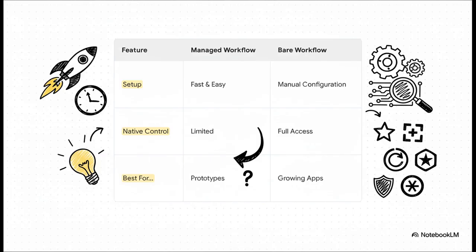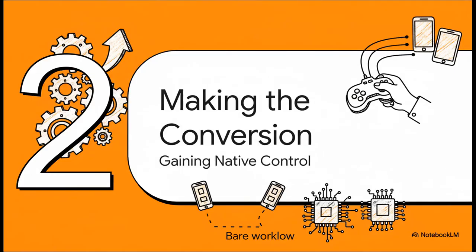So when you put them side by side like this, the trade-off becomes super clear. The managed workflow is awesome for getting started fast, perfect for prototypes. But the second you need that full native control, like we do for our custom icons, the bare workflow becomes absolutely essential. It's really the only path forward for a serious growing app. Okay, so how do we actually make the switch? Let's walk through the journey, step by step, of converting our project over to the bare workflow so we can unlock all that native goodness.